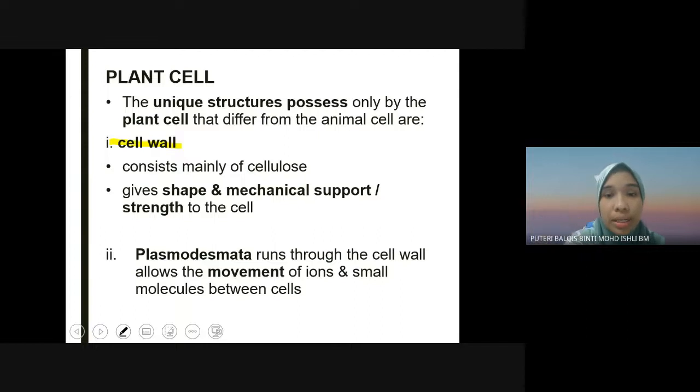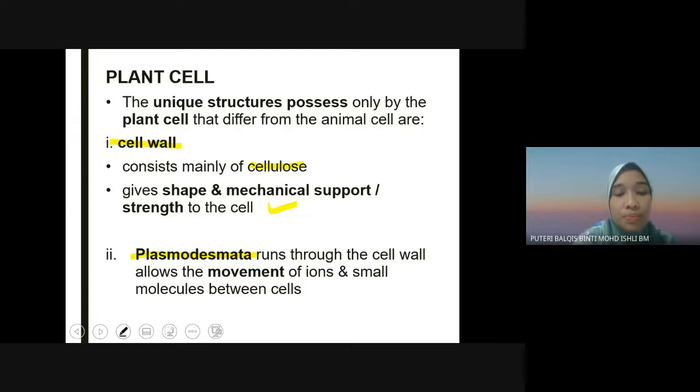Cell wall is made up from cellulose that gives shape and mechanical support or strength to the cell. And also have plasmodesmata. Plasmodesmata adalah tiny opening at the cell wall. It's like pintu, it's like a door. Dia macam pintu dekat cell wall tu, untuk connectkan satu sel kepada satu sel. Laluan pintu tu adalah plasmodesmata.